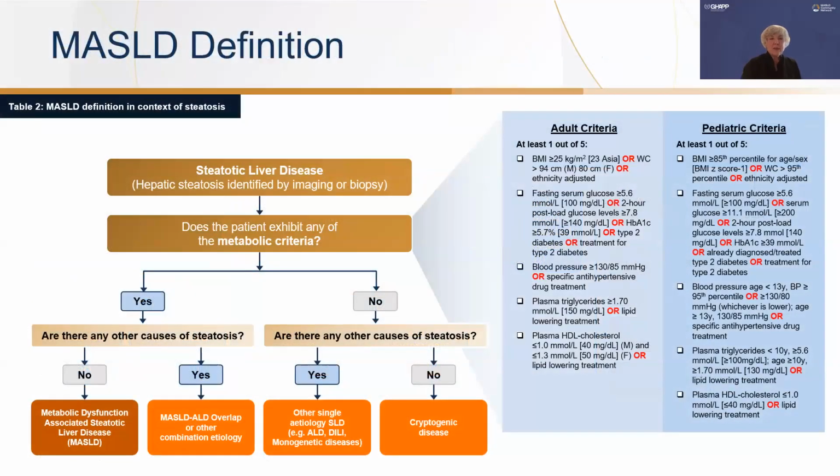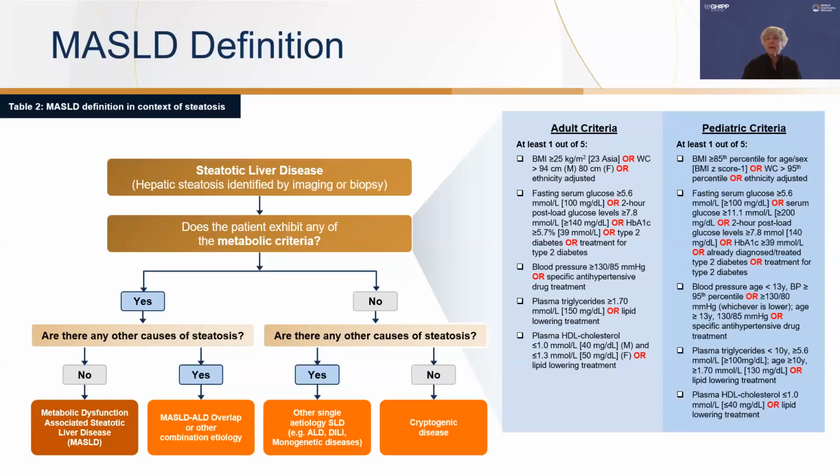So then, what is actually the definition of MASLD? So MASLD, the definition revolves around steatotic liver disease, and it's hepatic steatosis that's identified by imaging or biopsy. And in addition, we find that MASLD is also in conjunction with cardiometabolic risk factors. At least one of these risk factors is involved in the definition of MASLD.